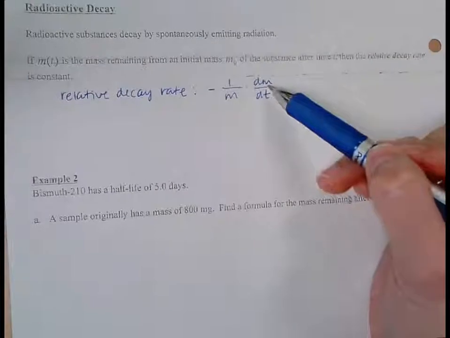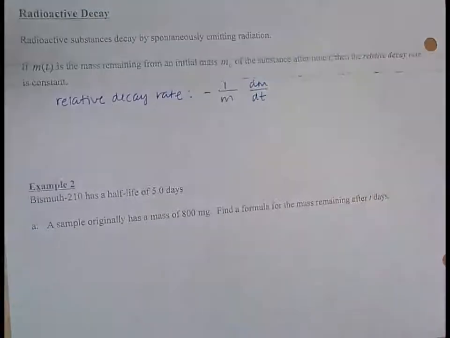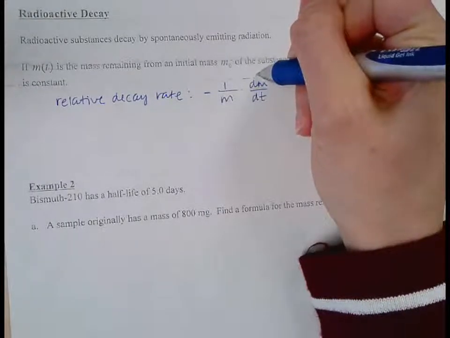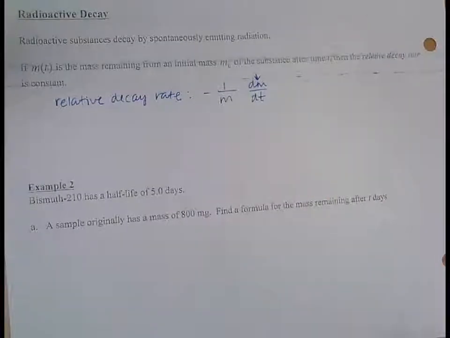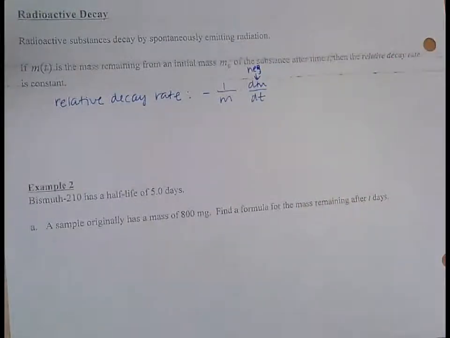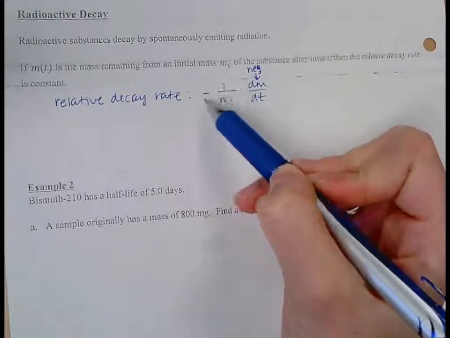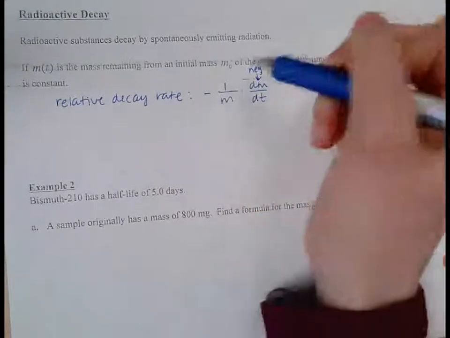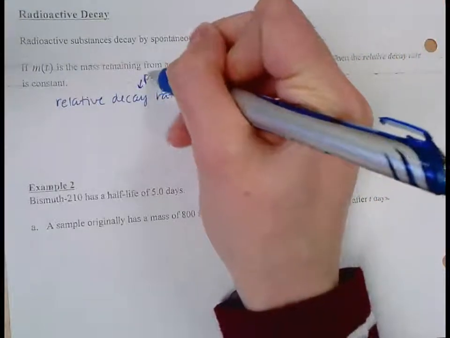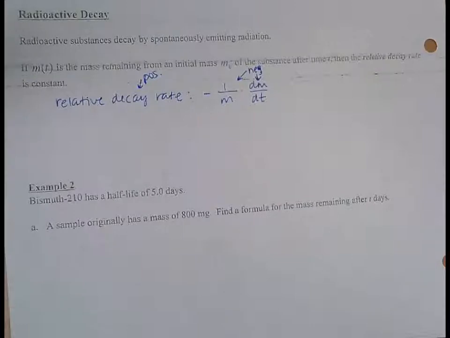So because the mass is decreasing if the substance is decaying, this dm dt, that derivative, is negative because the mass is going to be decreasing. And then because this negative sign is here, if these are both negative, the relative decay rate is talked about as a positive value.